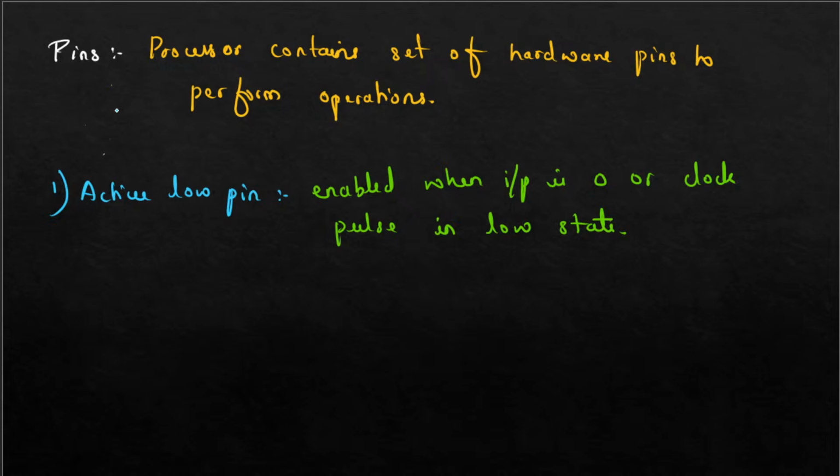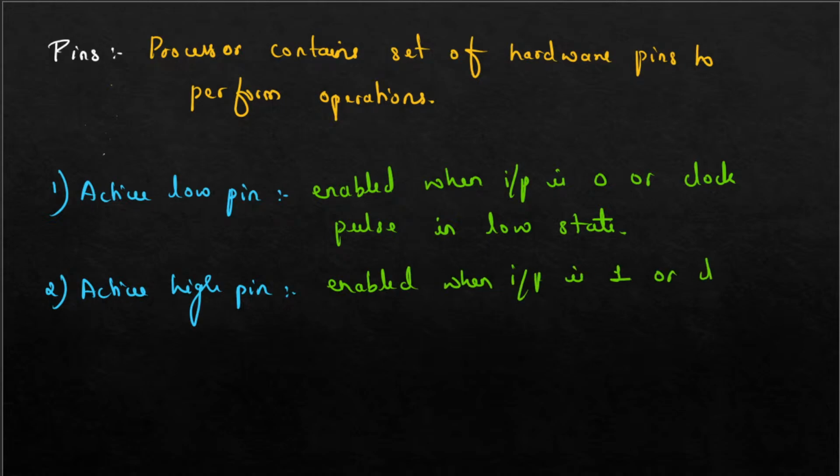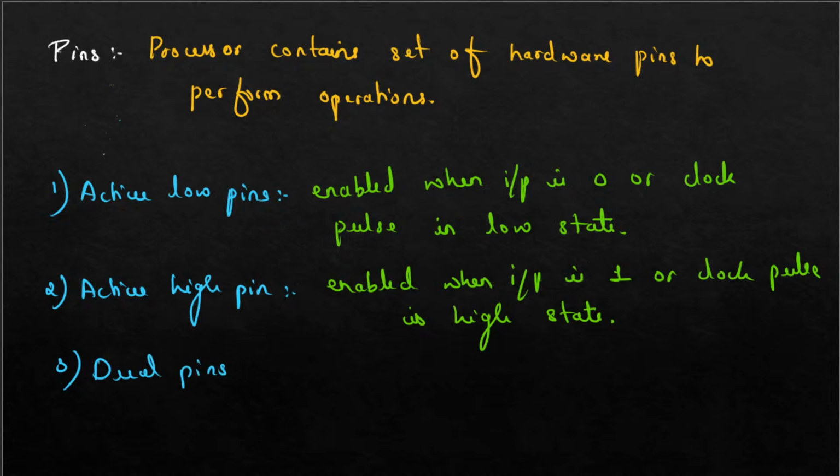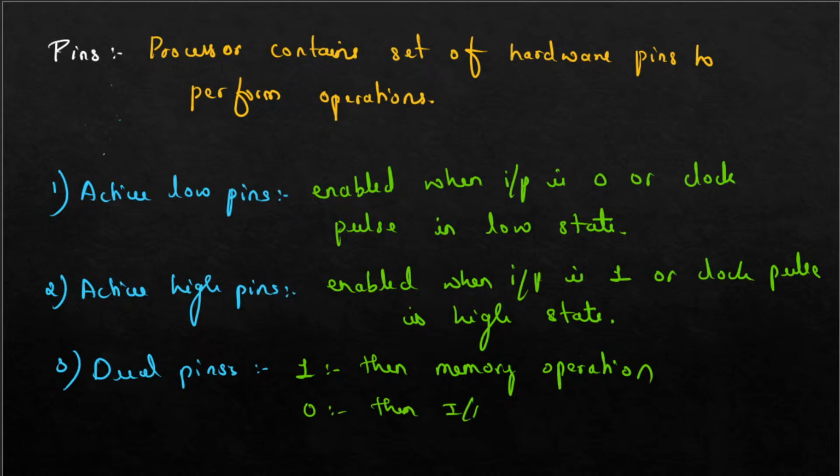After that, the second is the active high pin. An active high pin means it is enabled when the input is 1 or the clock pulse is high in state, right? Now the third is the dual pin. A dual pin means if it is 1, then we perform a memory operation. If it is 0, then an IO operation will be performed. All right. Any doubt here in this?